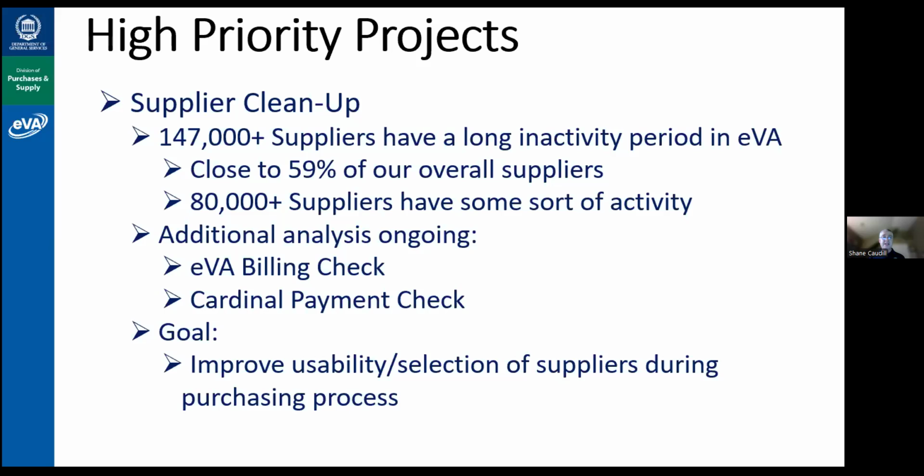What our plan is, at some point, once we lock down our list, is to make a sweep and do some deactivations in eVA. We've got some additional analysis we want to do. We want to check our own eVA billing system. Do we have any of these inactive suppliers that have open invoices or bills with us? We want to check with Cardinal data as well. Luckily, DGS has access to the Cardinal data from an ability to query against it.